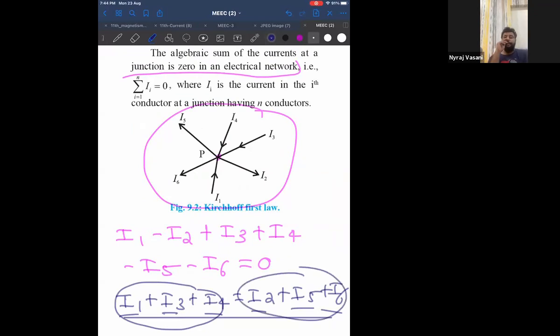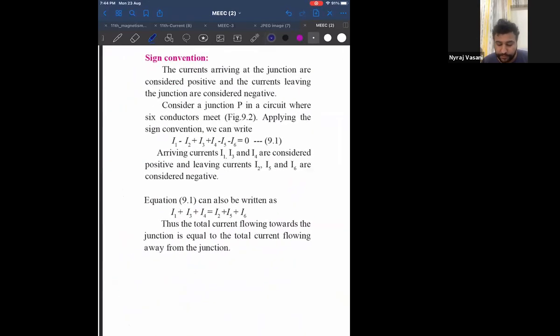Just think about it. Can I write this law in one more way? Total current entering the junction is equal to total current leaving the junction. Hence, in the junction, the net current is zero because whatever current is entering is equal to the current leaving. Therefore, one more way to write Kirchhoff's current law is that the total current entering the junction will be the same as total current leaving the junction. Clear? Therefore, look at the next page.